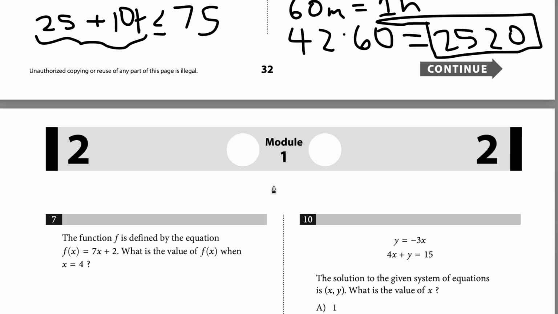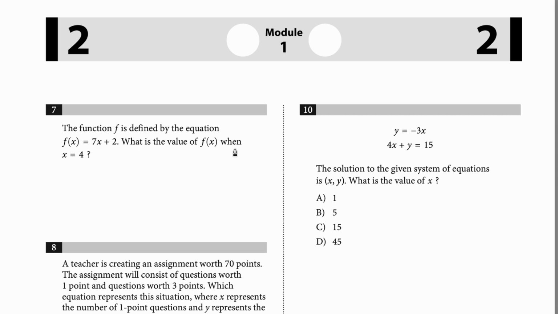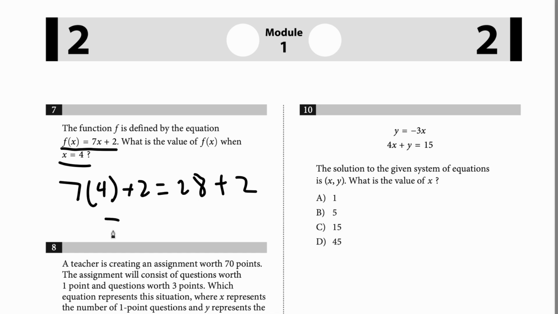Let's move on to number 7. The function f is defined by the equation f(x) equals 7x plus 2. What is the value of f(x) when x is equal to 4? For this, we just plug in the value of x equal to 4 into the equation f(x) equals 7x plus 2. So you do 7 in parentheses 4 plus 2, which would equal 28 plus 2, and the final answer would be 30.